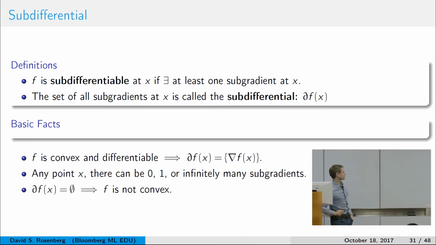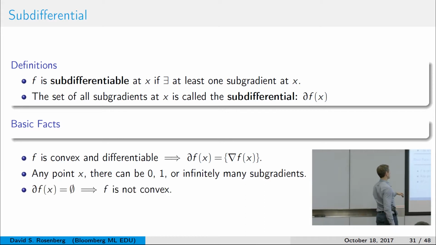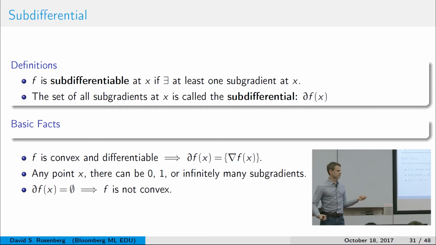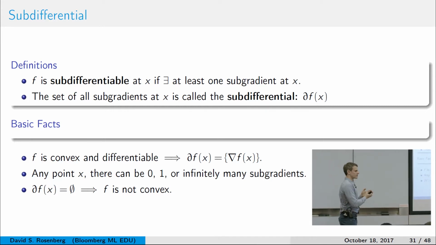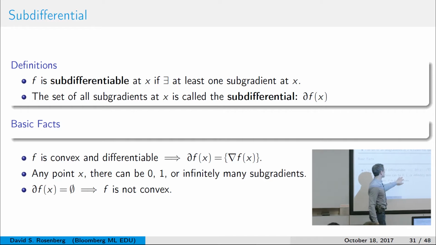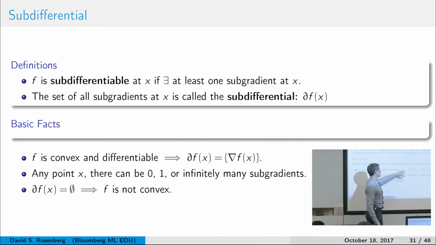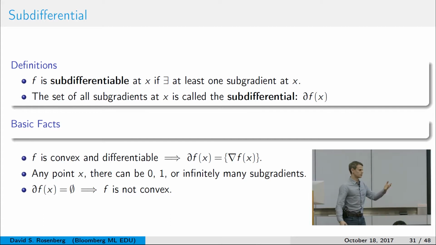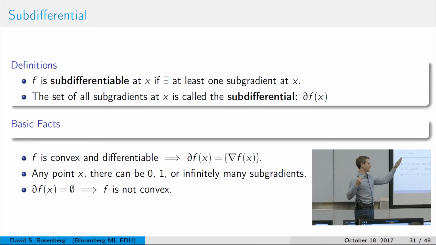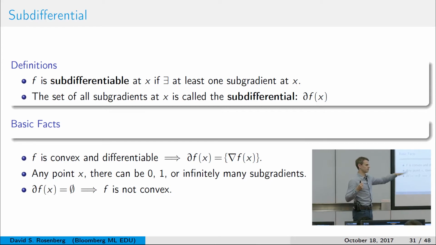Let me just give you the next bullet. If the subdifferential is the empty set, so in other words, it has no subgradients at a point, then f is not convex. In other words, any convex function has at least one subgradient everywhere. So at any point x, there can be 0 subgradients if the function is not convex, 1 if it's differentiable at that point, or infinitely many if it's not differentiable, because as you intuitively saw, if you have two different global lower bounds, you can interpolate all of the lower bounds between them.